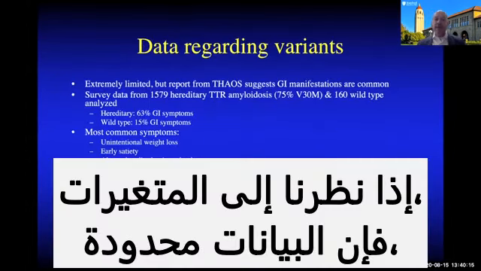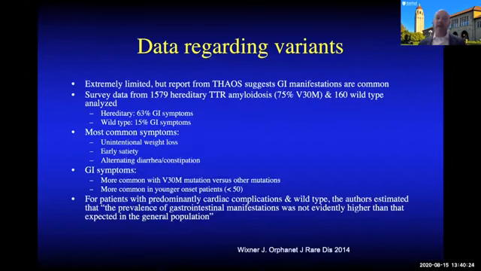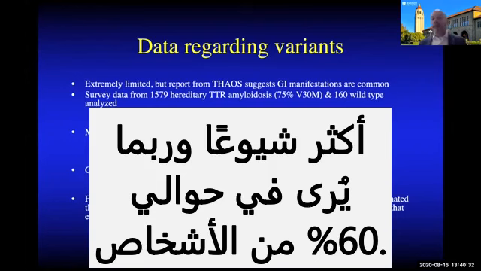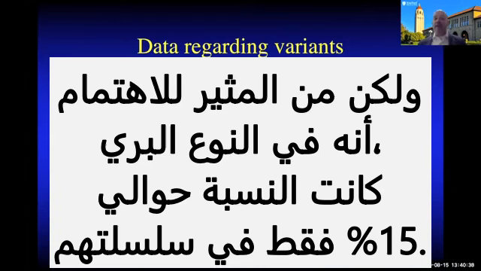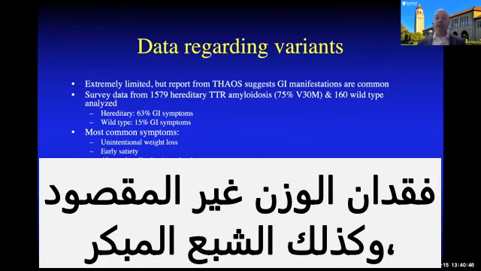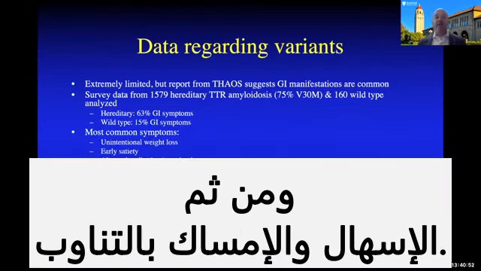If we look at variants, the data is limited, but the data from Theos would suggest that in people who have hereditary variants, specifically neuropathic variants, the presence of gastrointestinal symptoms is more common and probably seen in about 60% of people. But interestingly, in wild type, it was only about 15% in their series. The most common symptoms reported were unintentional weight loss, as well as early satiety, meaning getting full very quickly from meals, and then alternating diarrhea and constipation.